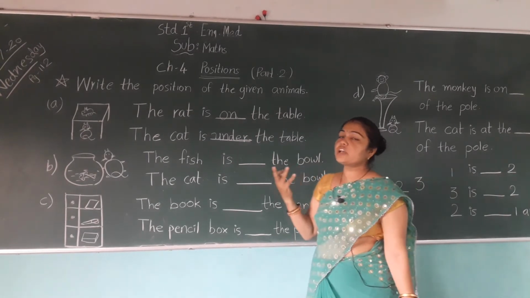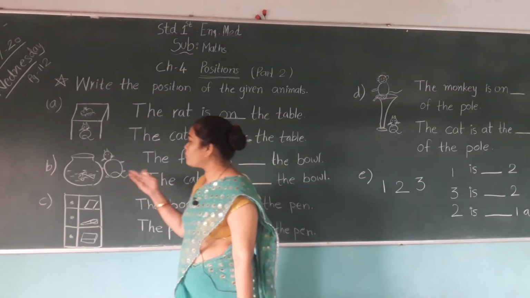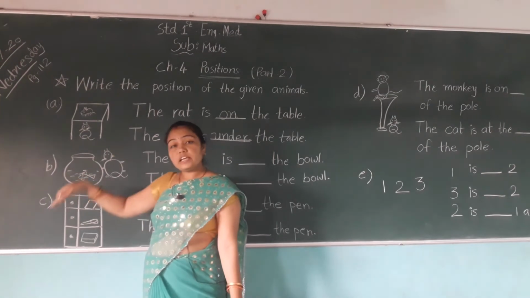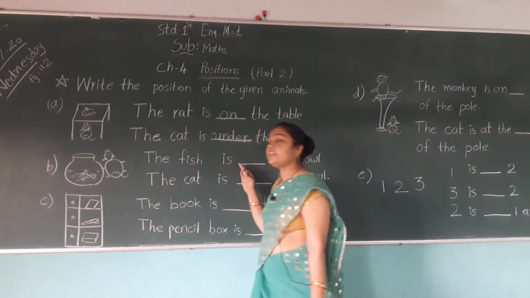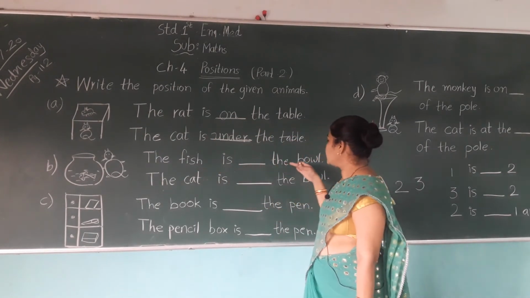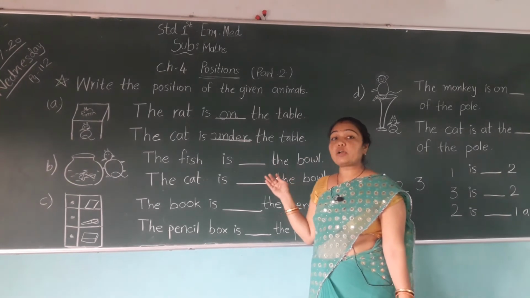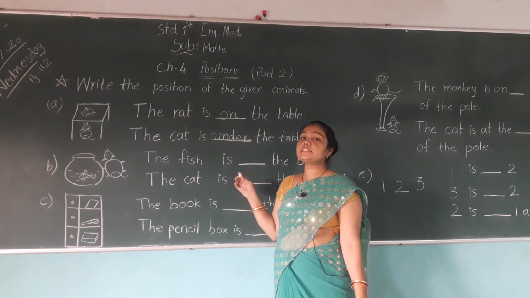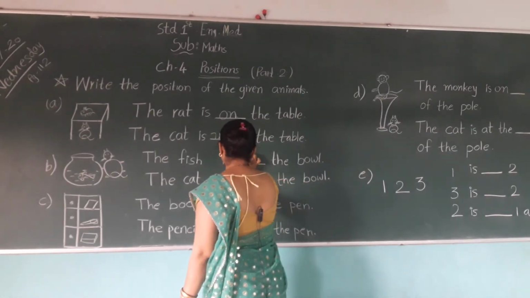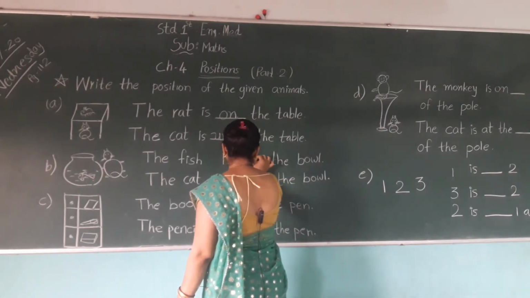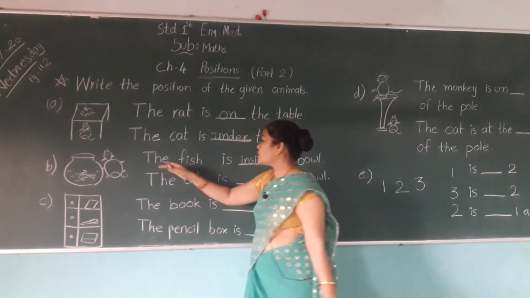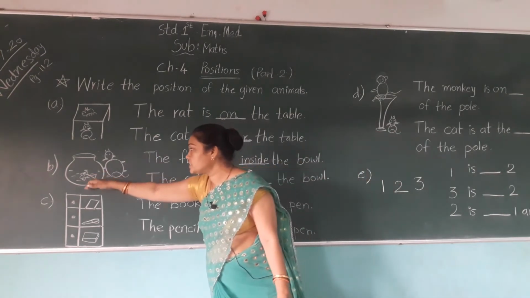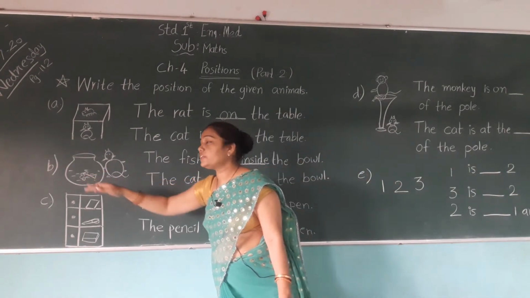Where is the fish? Fish कहाँ है? The fish is inside the bowl. So what do we write here? What is the spelling of inside? I-N-S-I-D-E, inside. The fish is inside the bowl.